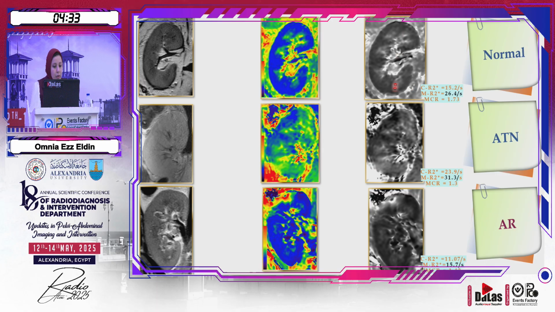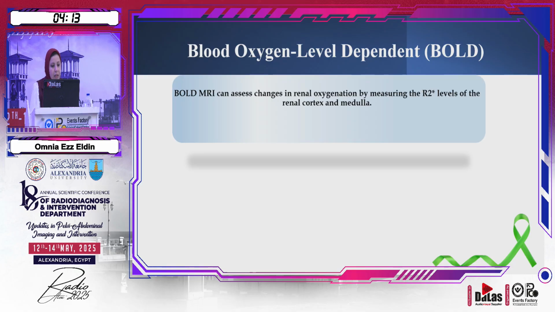These are the R2-star maps with the measured mean values. For the normal case 26.4, and for the ATN case it is very high, 31.3, and for this rejection case, it is very low, 15.7 per second.